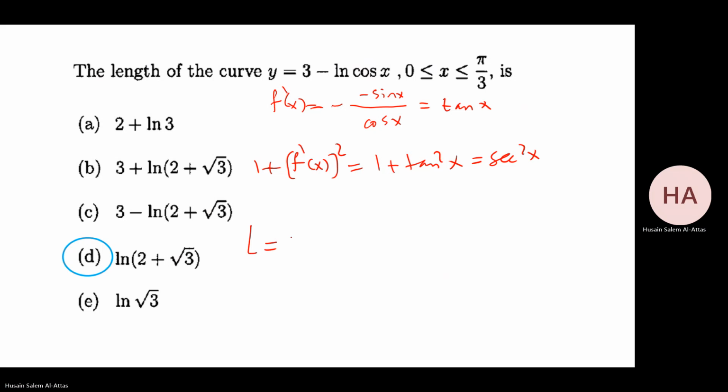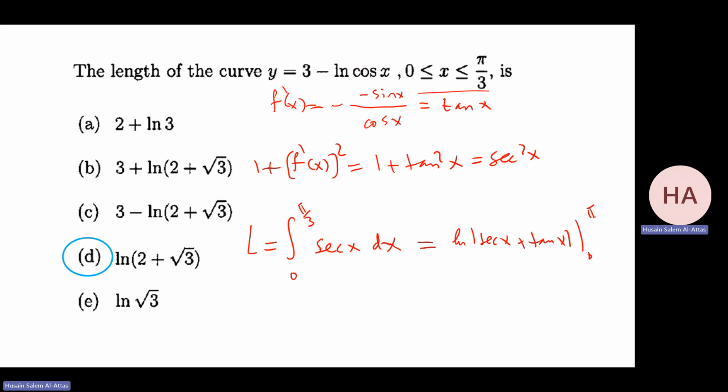So L will be the integral from 0 to pi over 3 of the square root of secant square, which is secant, where secant is positive on this side, so no need for the absolute value. That will give me ln secant x plus tan x from 0 to pi over 3. Now I need to be careful about the calculation. Secant pi over 3 will be 2. Tan pi over 3 will be sine pi over 3, which is square root 3 over 2, over a half. That will be square root of 3. So this is my answer.